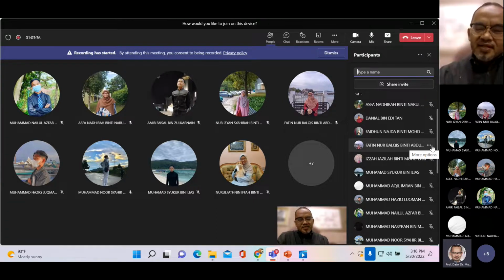Macam fluorescent, dia akan ada dua monochromator. Kan? Satu excitation, satu emission. Tapi dalam UV ni ada satu saja untuk scanning. Sebab dalam fluorescent kita kena scan untuk excitation light dan kedua kita kena scan juga untuk emission light. Sebab tu dia ada dua. Yang ni dia ada satu.